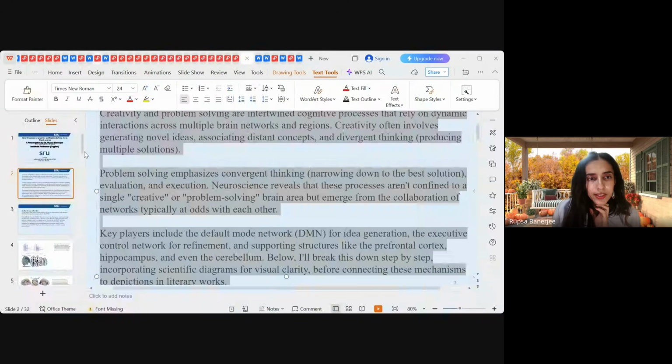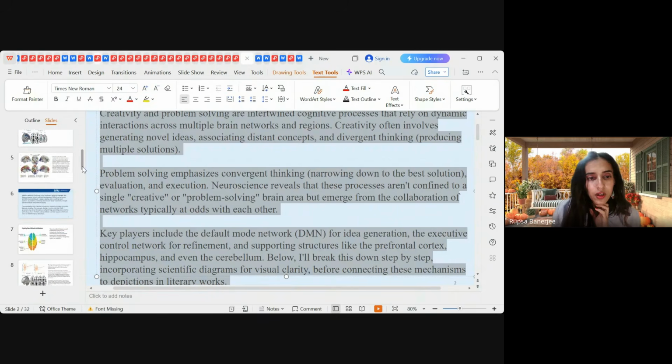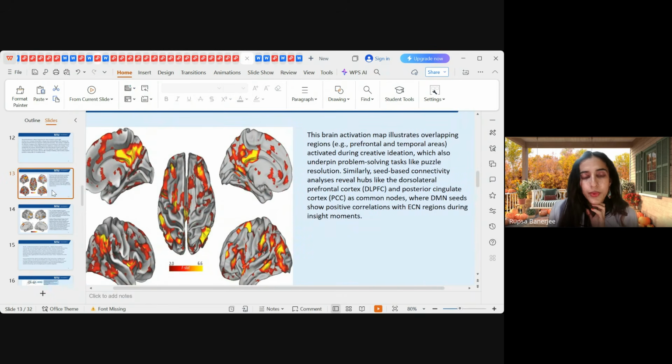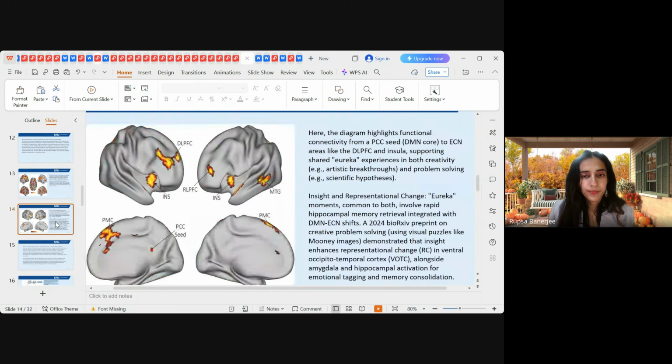Right. So we will continue with what we had discussed and then add a little bit more. Okay, so we had looked at the brain activation map. We had looked at prefrontal cortex and temporal areas which are activated during creative ideation. So we had already gone over it. Right now, I mentioned in the previous lecture that we would go over representational change, so we will look at representational change right now.